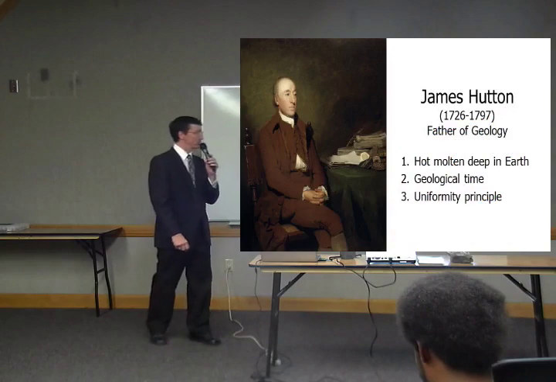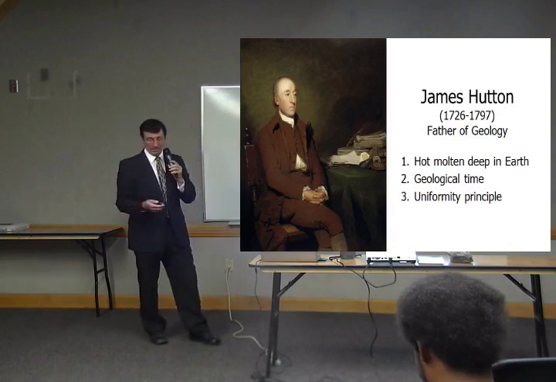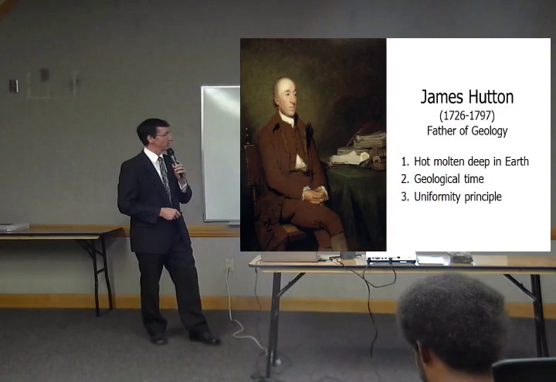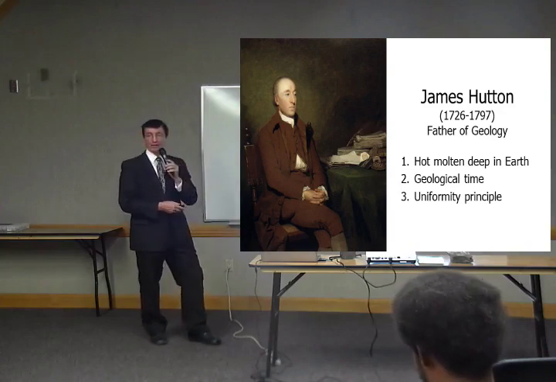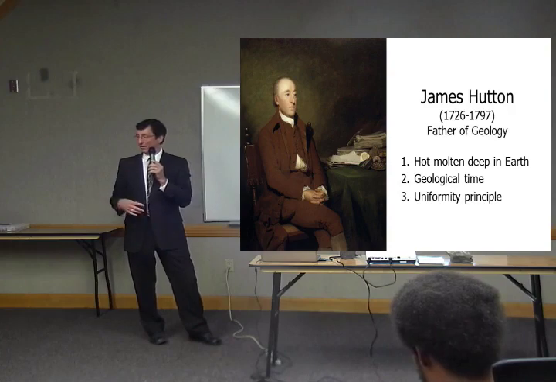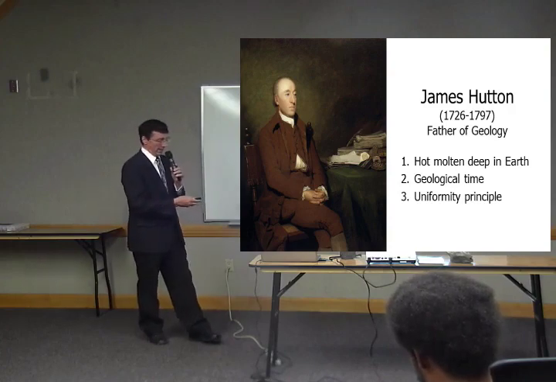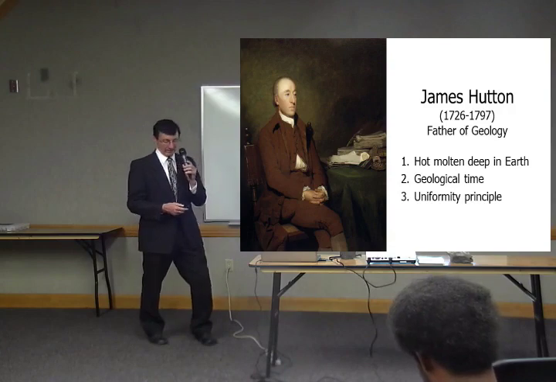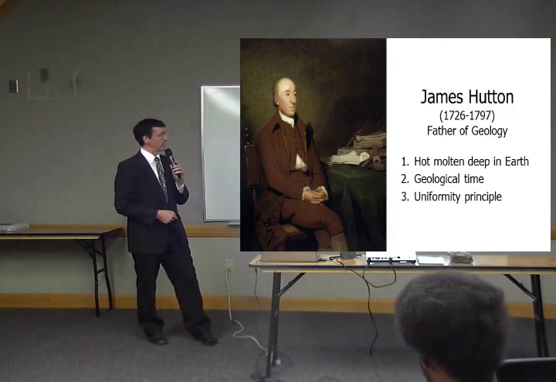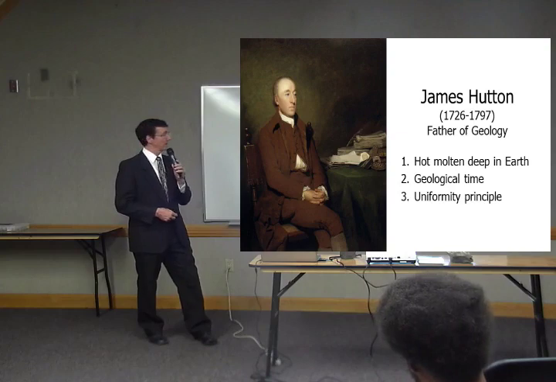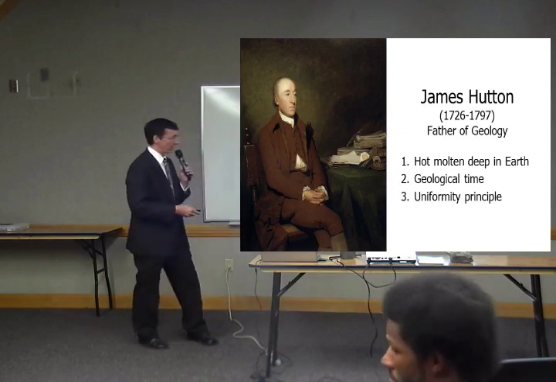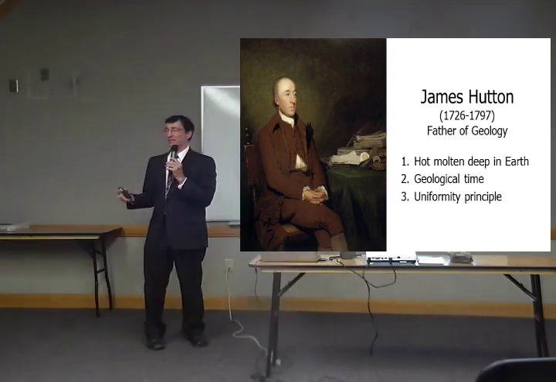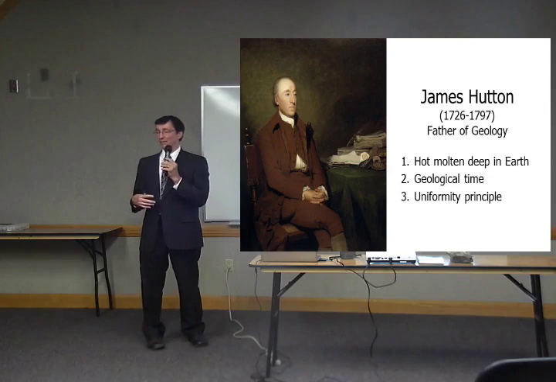James Hutton, the father of geology, was the one who said that there was hot, molten rock deep in the earth. Two of his other prominent theories are geological time, that the earth took millions and billions of years to form, and the uniformity principle, that everything we see today is the key to the past. The key to the past is the key to the present is a good way to say that: the same kinds of things that were happening then are happening now.